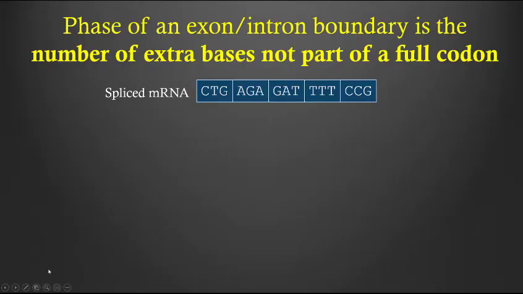I want to illustrate this by looking at the possible ways that a particular codon might be split between two different exons. So here's an RNA with the codons in the correct reading frame indicated. And this particular codon, pay attention to this one, because right in the middle here is where we're going to split between two exons.